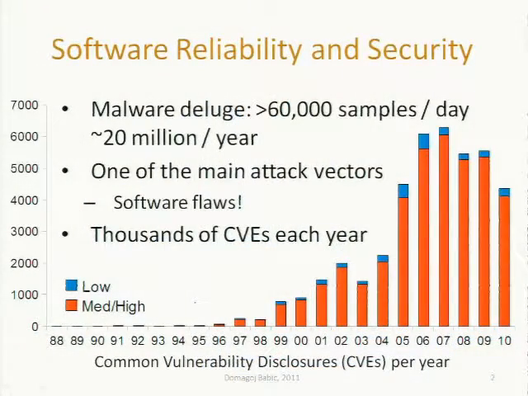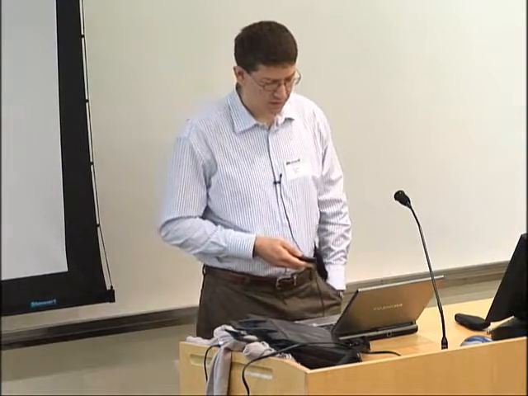To motivate the work, I'm going to start with some numbers first. Over the last decade, we've been witnessing a deluge of malware. According to some statistics, antivirus companies are receiving over 60,000 samples per day nowadays. And if you sum that up, it's around 20 million a year. And one of the main attack vectors that malware exploits are software flaws, not surprisingly. For instance, only last year in 2010, we saw over 4,000 medium and high severity vulnerabilities in the common vulnerability disclosures database, and also several hundred low severity ones. And this is probably just a drop in the sea of CVEs that haven't been disclosed or were just patched without filing a CVE.